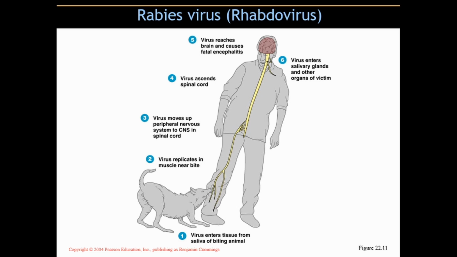The virus reaches the brain and causes fatal encephalitis. It's in the salivary glands as well. It can be found there. And so that's why it's through the bite, because that's where the viruses are so numerous, in the salivary glands.